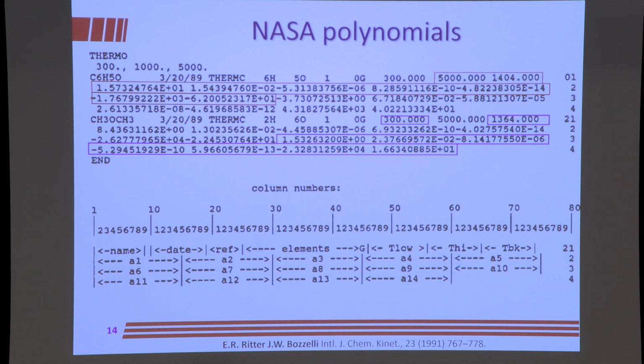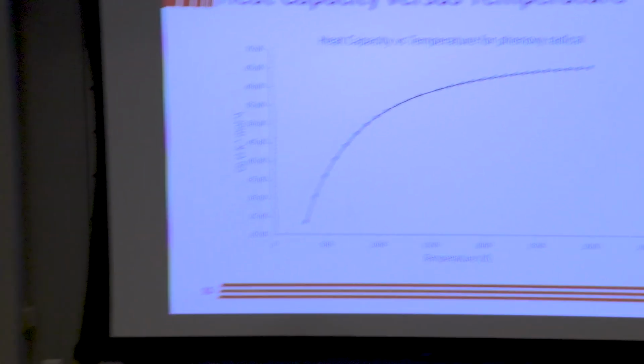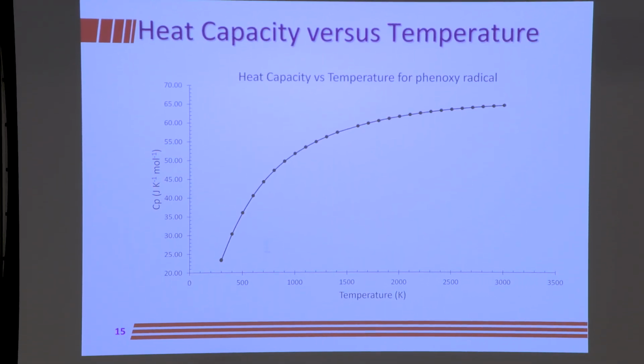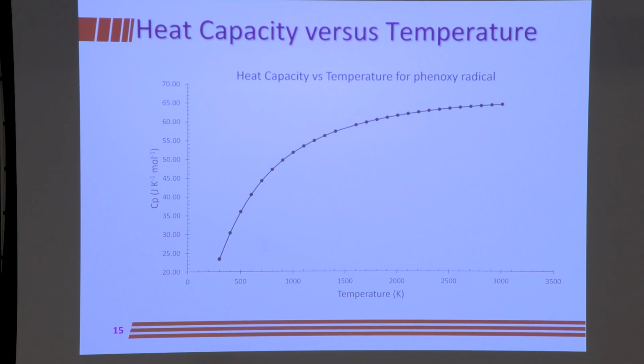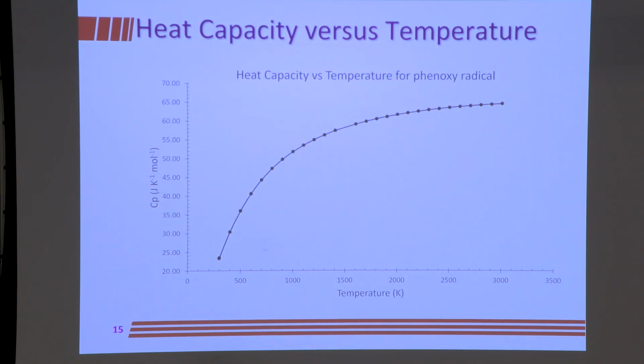So if we move to the next slide. Here then, I calculate, and I've done this, so I will ask you guys, please will you do the calculation, right? Calculate the heat capacity versus temperature for phenoxy radical. And you can see that the break temperature is, what was it, 1464, was it? Did I remember? 1404, okay? So the break temperature is 1404 Kelvin.